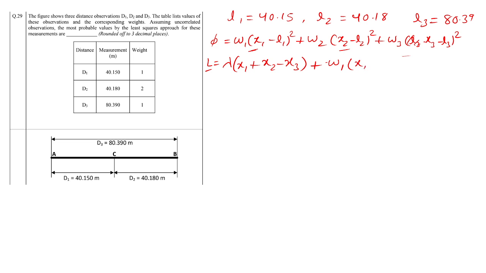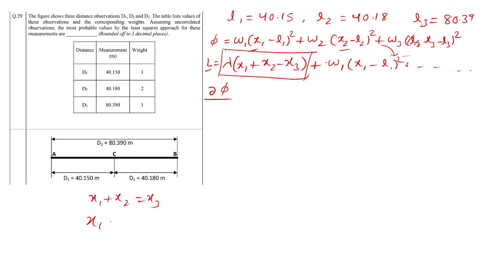So w1 (x1 minus l1) squared, like this term only here. First we'll take with respect to x1. This is one addition term which is a fixed equation. So the equation we write down is x1 plus x2 equal to x3, that is x1 plus x2 minus x3. This fixed term we have to introduce here in addition to this residual. Then d phi by dx, so that we get that equation, and lambda will be introduced in each term.